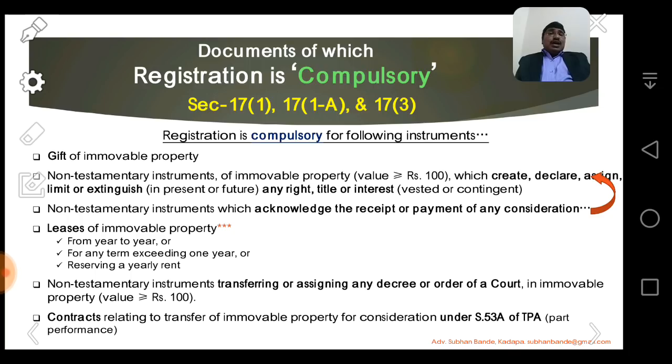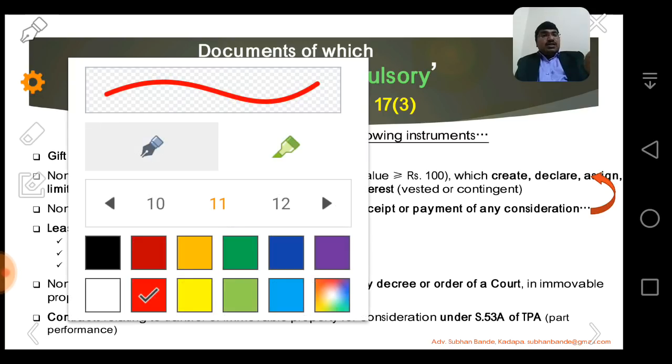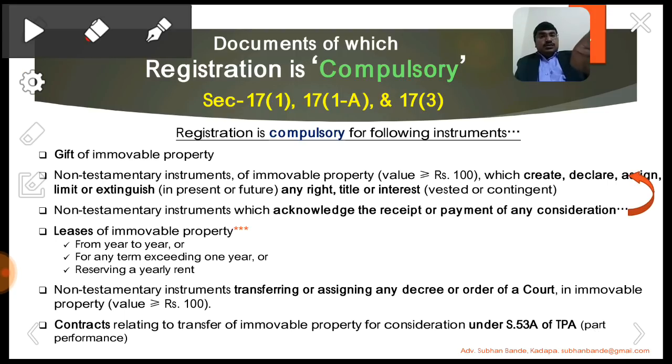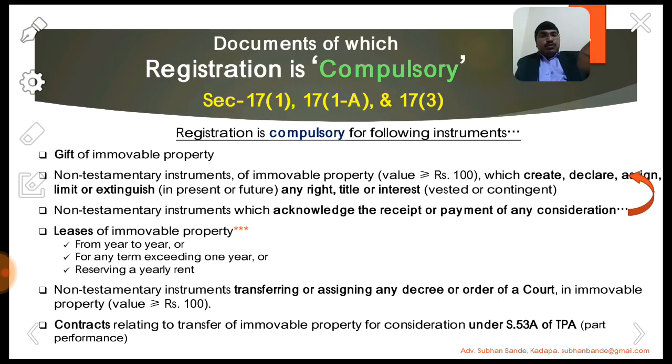Coming to the documents of which registration is compulsory. Sections 17(1), 17(1)(a) and 17(3) deal with documents of which registration is compulsory. Registration is compulsory as per these sections for the following instruments. They are gifts of immovable property and non-testamentary instruments.